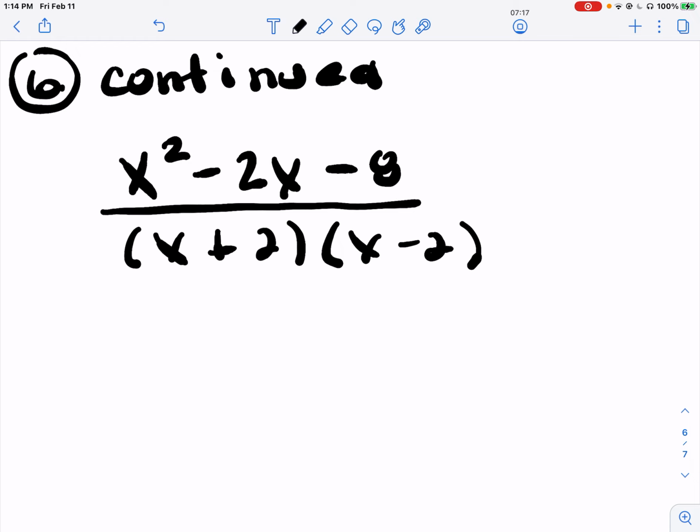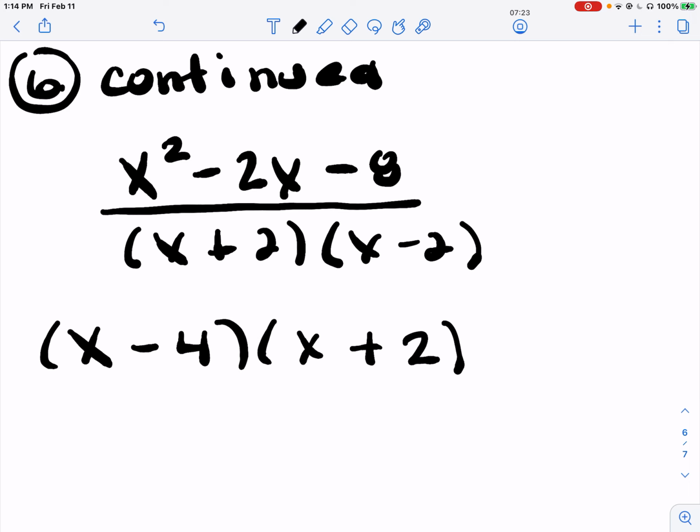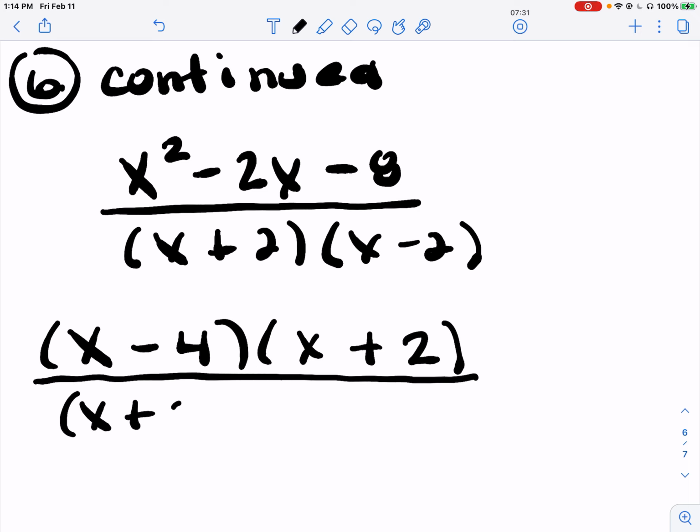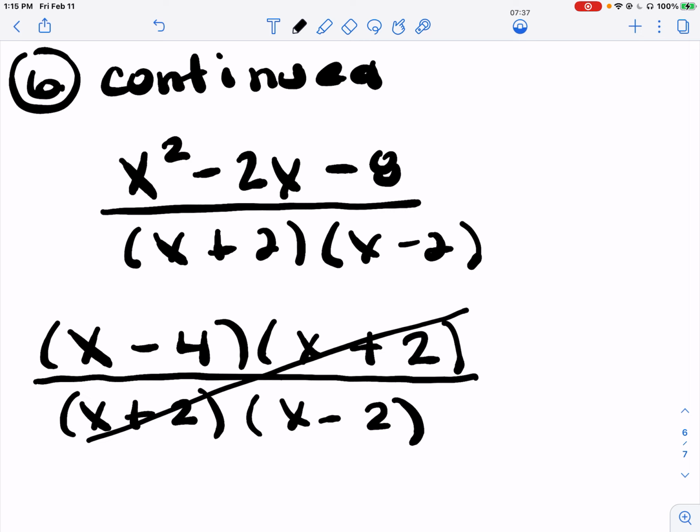I'm going to factor the top. Anytime you have x squared, it most likely factors. So we want to multiply to negative 8 and add to negative 2, so that's negative 4 plus 2. Now we can see that these x plus 2's divide out. And that is our final answer.